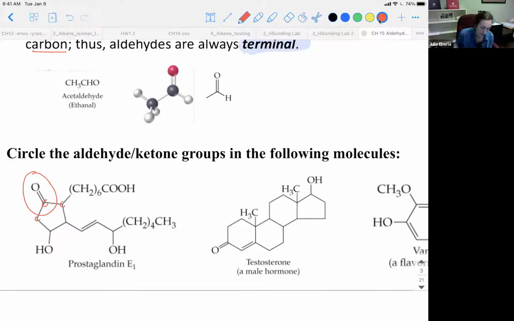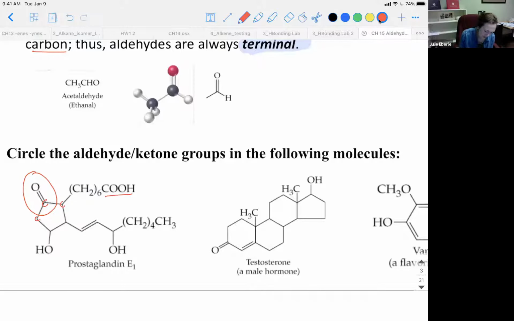Now, if you're wondering, do I need to circle all the carbons? You can just circle the carbonyl carbon and the oxygen for me, as long as it's the right one, and I'll understand, okay, that's the ketone. And that should be it.